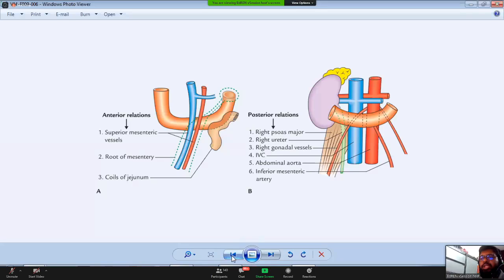And these are very important, like the superior border. Open your book and look, because I cannot bring the picture here. The superior border, there is a process in the body that is called tuber omentale.